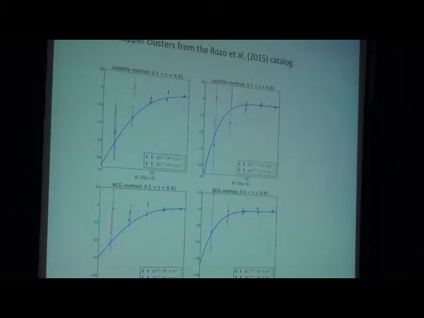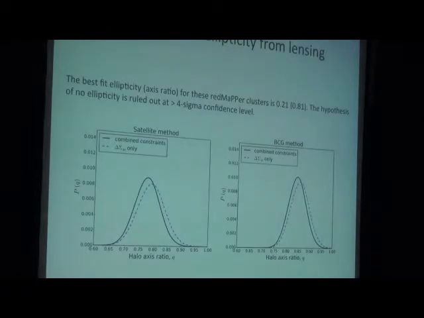Question: What's on the y-axis? The y-axis is the projected mass in certain units contributed by the quadrupole term. It's not a particularly intuitive quantity, that's why I didn't go into it.